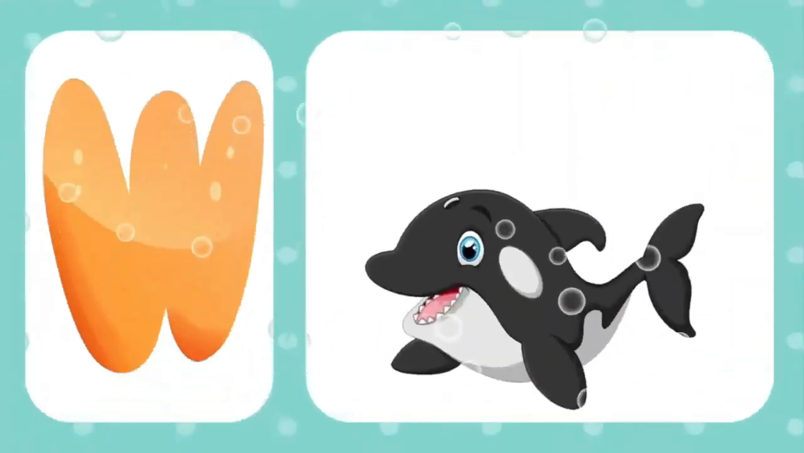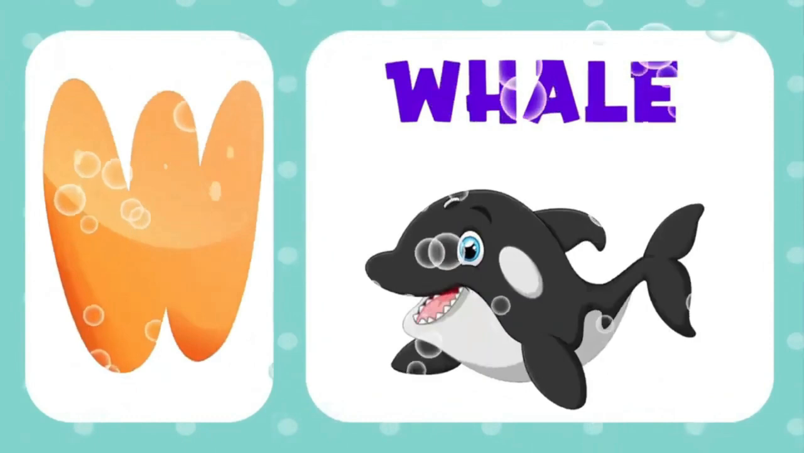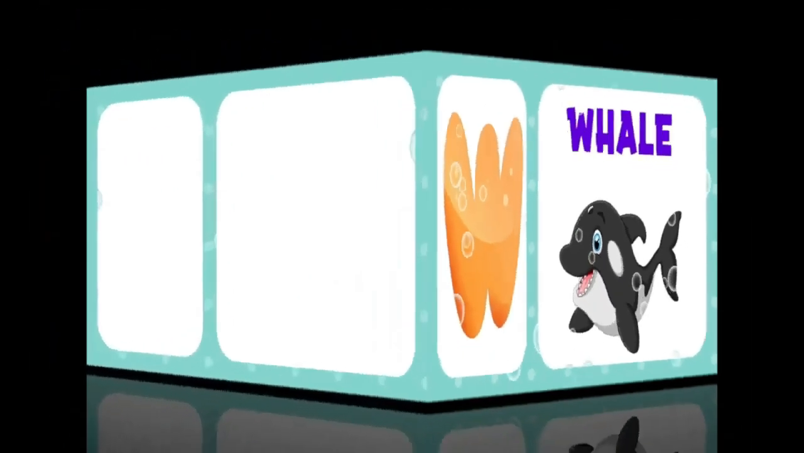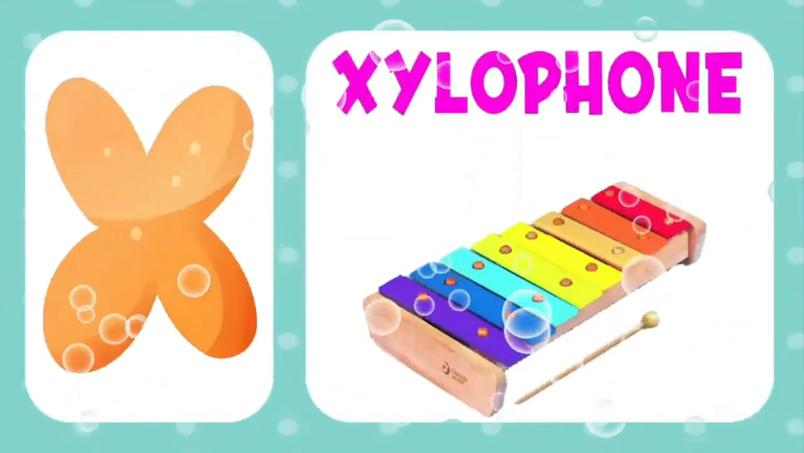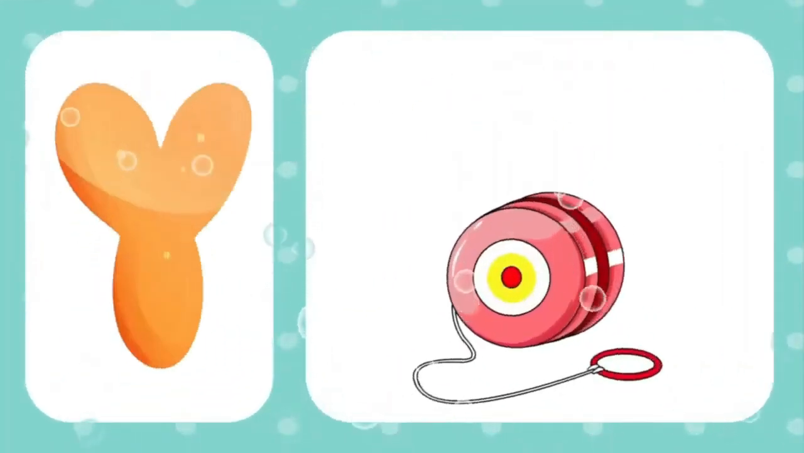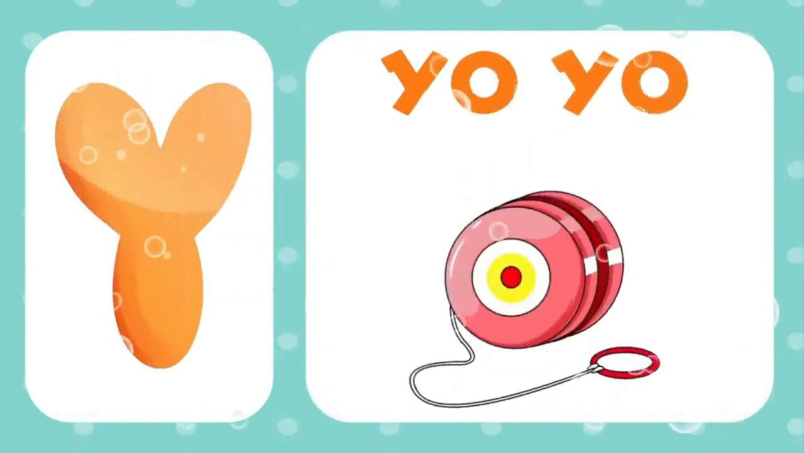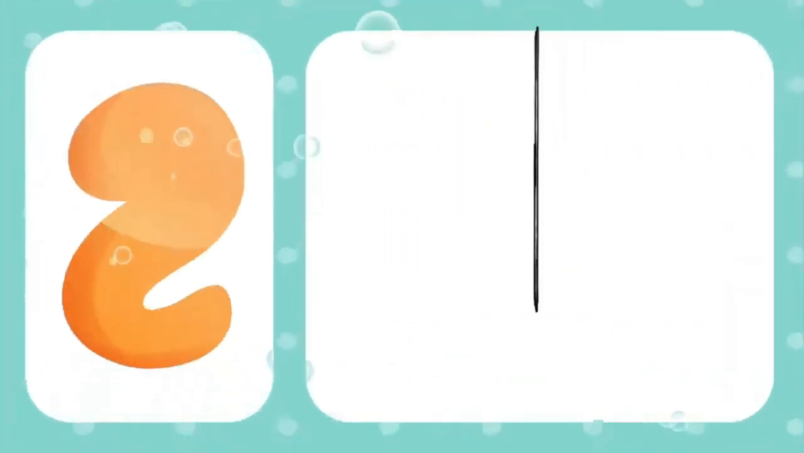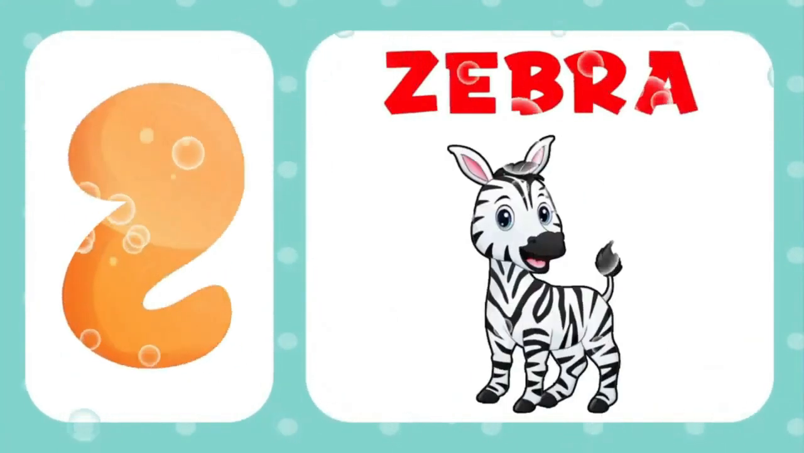W is for wheel. B, b, wheel. X is for xylophone. Z, z, xylophone. Y is for yo-yo. Y, y, yo-yo. Z is for zebra. Z, z, zebra.